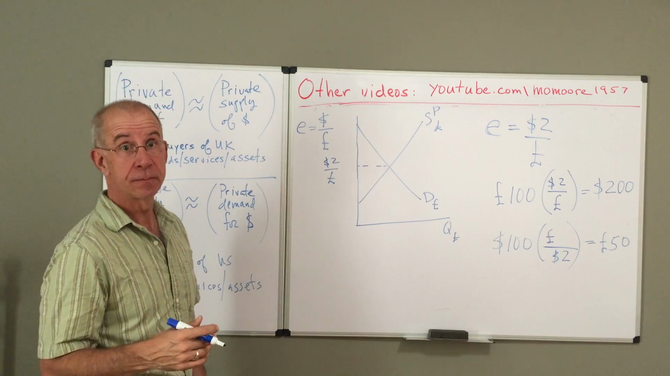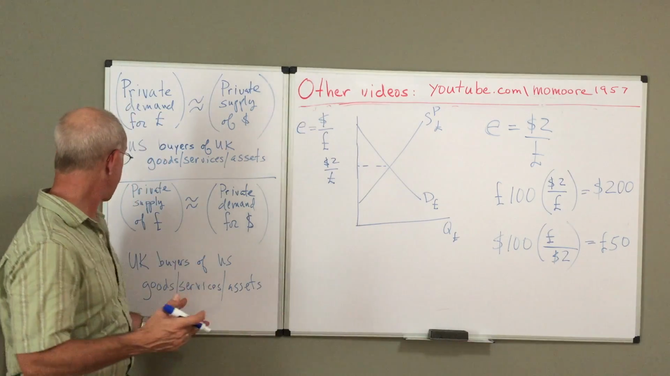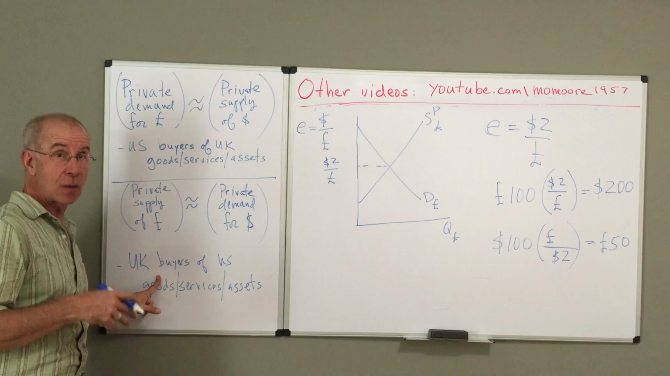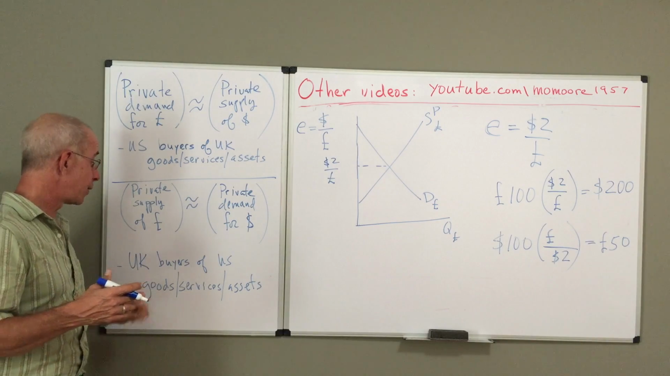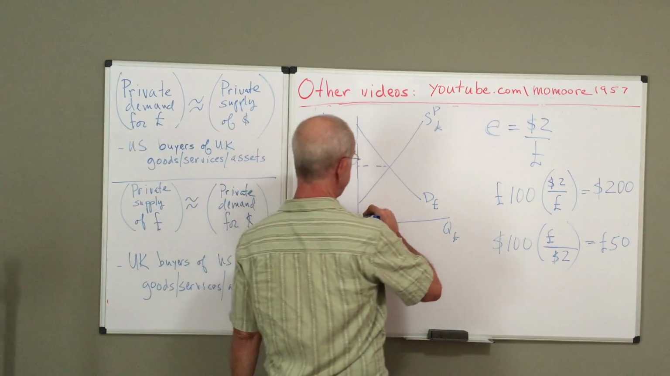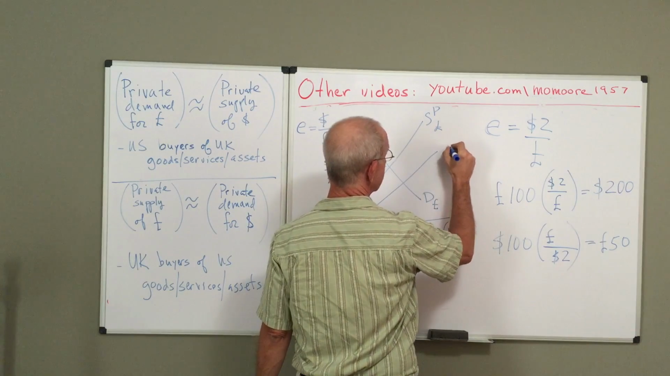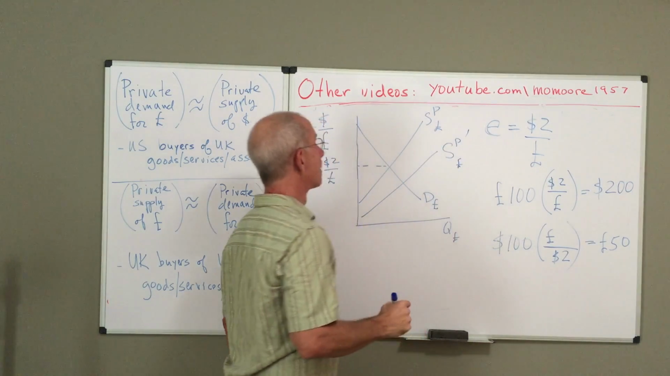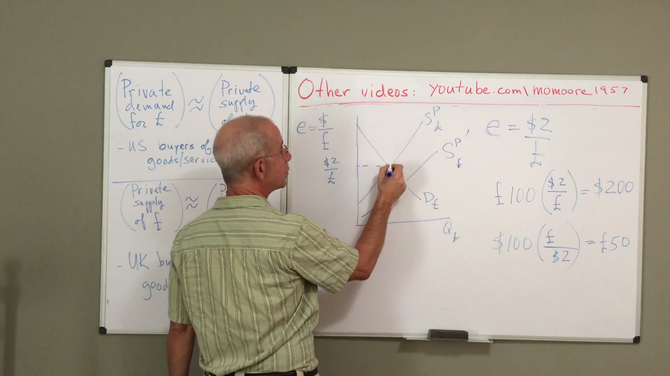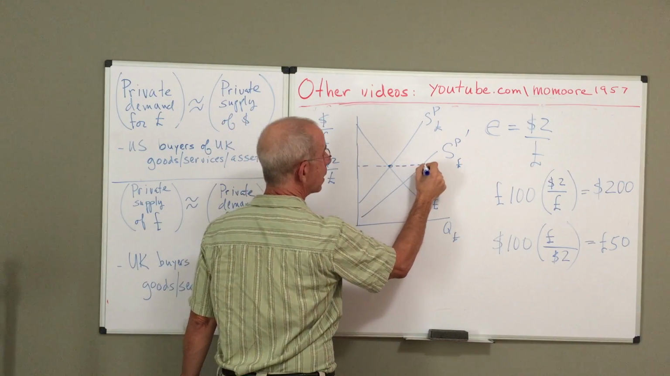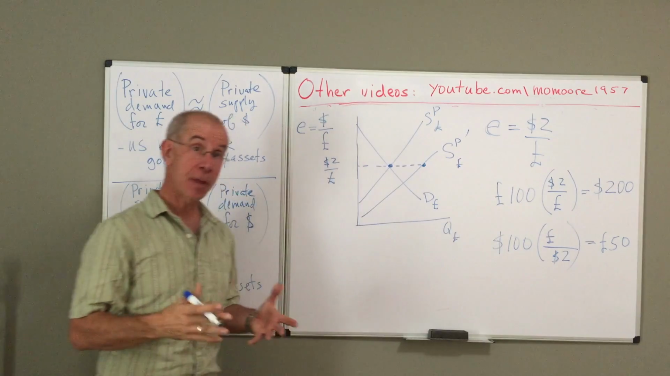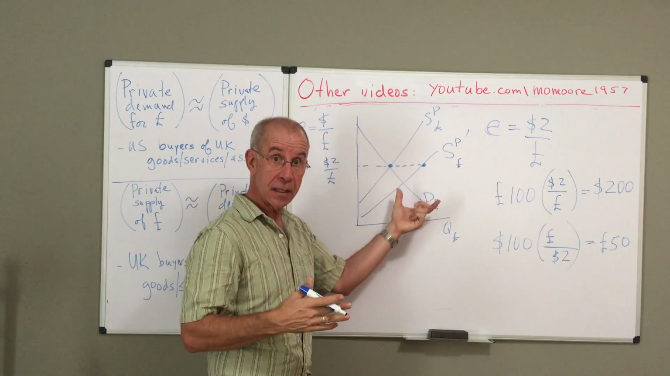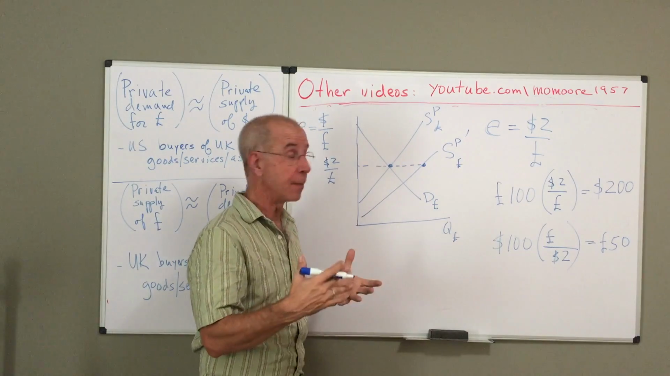So, if we had this $2 per pound, and for example, there is let's say an increase in the supply of pounds by private citizens. Maybe that's a private supply of pounds. There are more UK citizens that want to buy US goods. That would be an increase in the supply of pounds. At the original exchange rate, there's an excess supply of pounds, and so the price needs to drop.